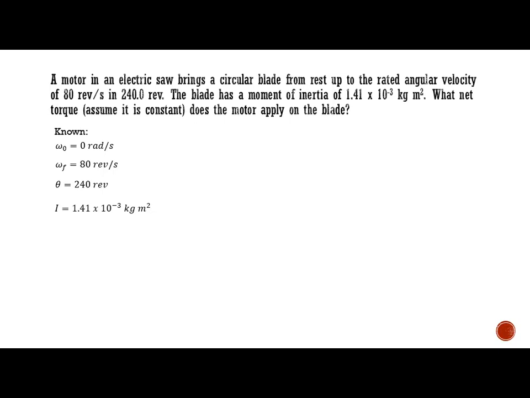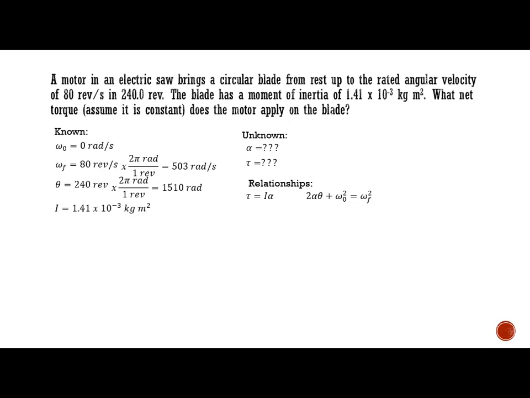Probably what I want to do is get both my final velocity and my displacement into radians. The easiest way to do that is to multiply by 2 pi, because there are 2 pi radians in a revolution. And now I can figure out alpha, one of my 2 unknowns. So the 2 relationships I'm going to use: torque is equal to I times alpha. If I figure out alpha, I can just do I times alpha. And I'm going to use 2 alpha times theta is equal to omega final squared minus omega initial squared.